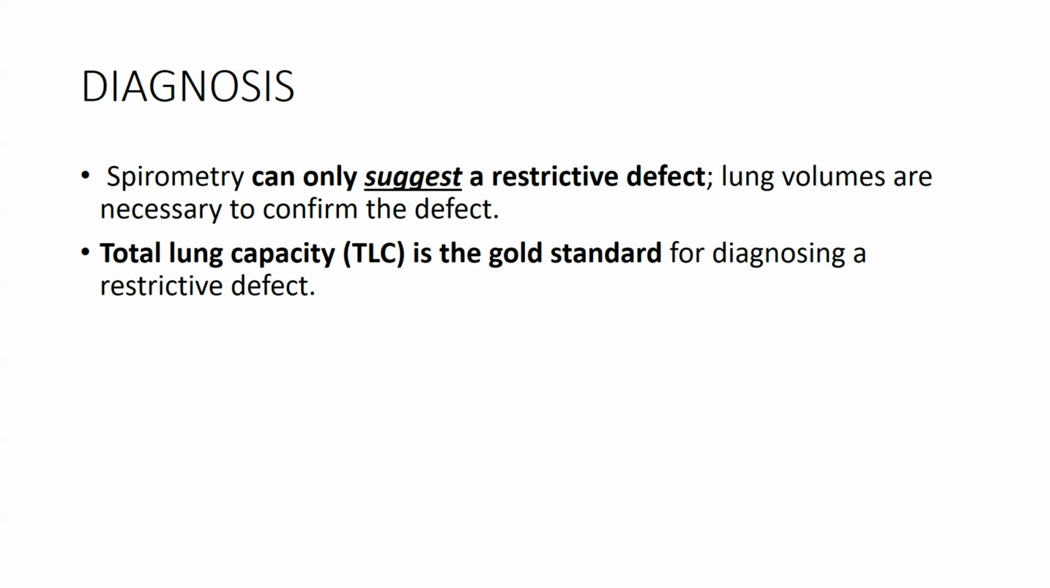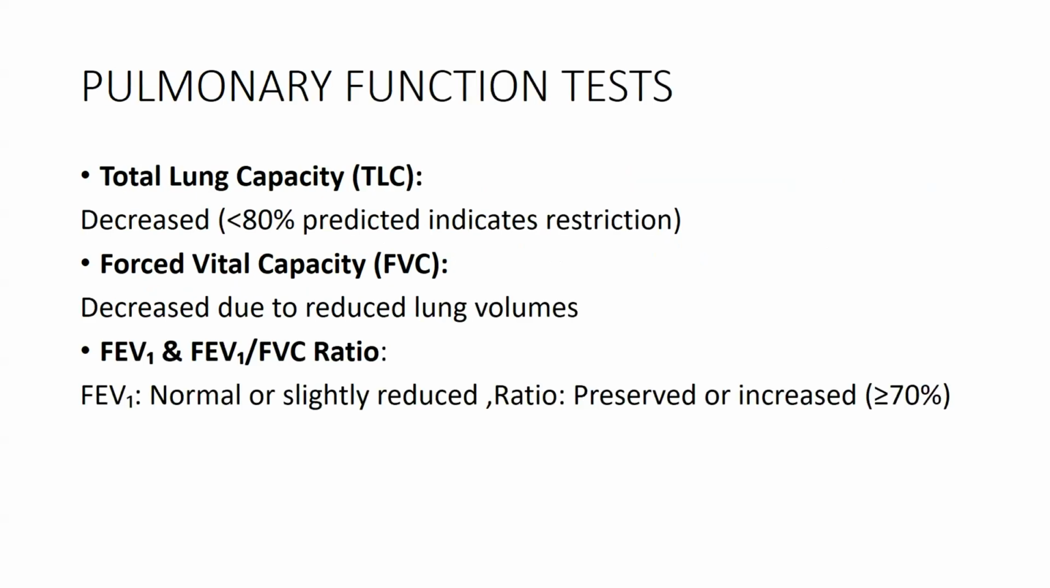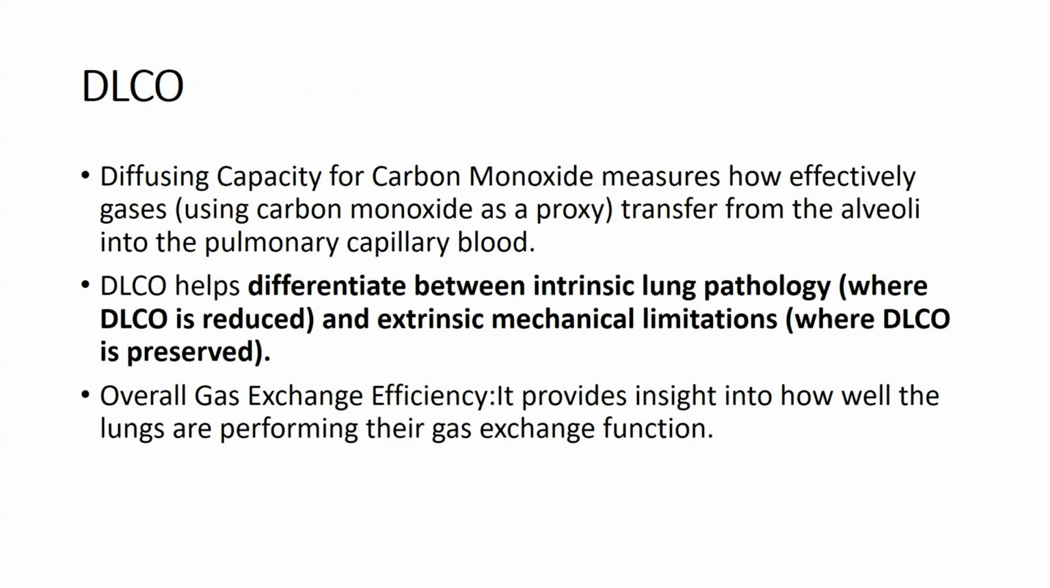Usually, after you've done your spirometry and you suspect a restrictive pathology, an HRCT is usually recommended to know the specific cause, as you saw in the patient in the presentation before. The total lung capacity in all restrictive pathologies is decreased. Vital capacity, because of lower volumes, will also be reduced, but you have a preservation of the FEV1 to FVC ratio. Finally, I just wanted to mention the diffusing capacity of carbon monoxide.